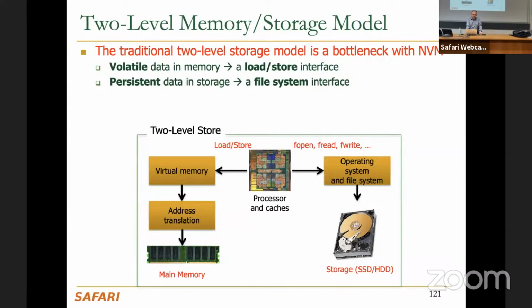So that's the idea of a two-level memory and storage model. The traditional two-level storage model is a bottleneck with NVM. The reason is that when you consider this example, the two-level store, you have this processor and caches, and whenever you want to access your storage, you need to go into the operating system and file system process, essentially.